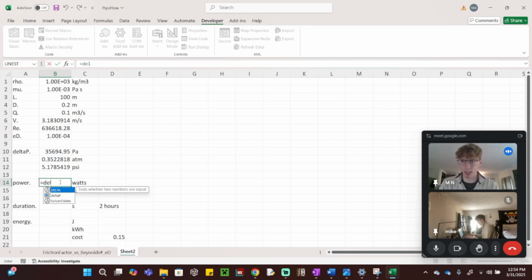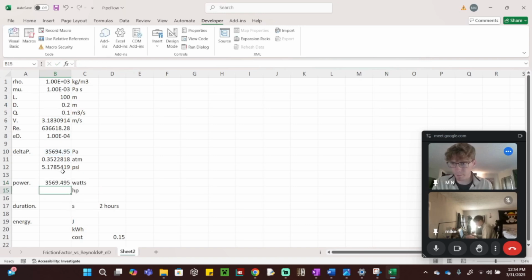Now we need power, so we're going to calculate our power in watts. Our pressure drop times our flow rate, and we're going to convert that into horsepower. Our power divided by 746. And the duration, remember, is 2 hours, but we're working in seconds, so this is going to be equal to 2 times 3600 to convert that into seconds.